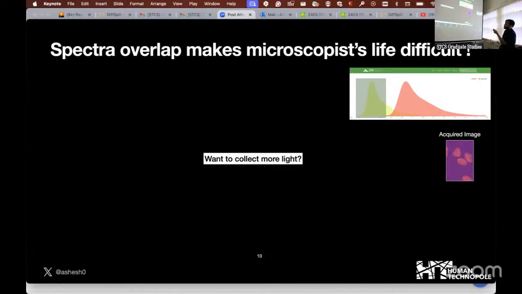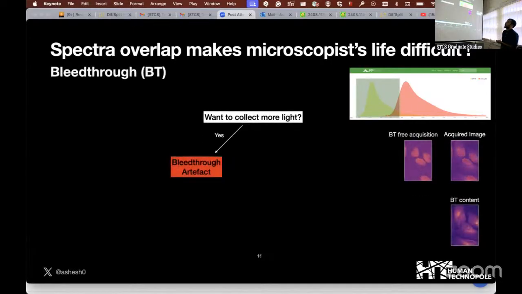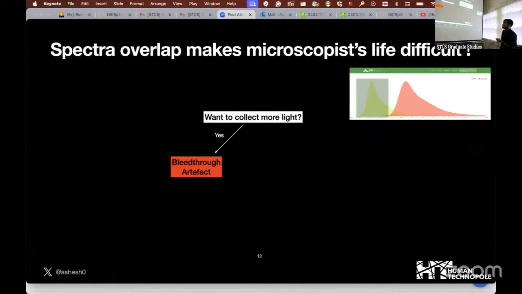So let's say we always want to collect more light. So one option is, why don't we have a broader emission filter? If you have it, you will also collect the light that is coming from a different fluorophore, this one. And so the acquired image will contain your structure, but it will also contain the structure that was present in the other fluorophore. So what you will get is a superposition of these two structures, which is something that you don't want. So this is called bleed through. And so you don't typically do this.